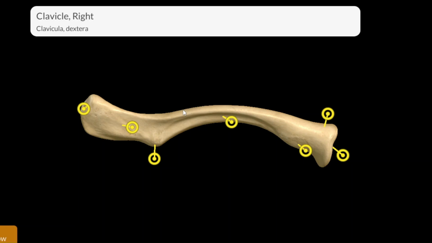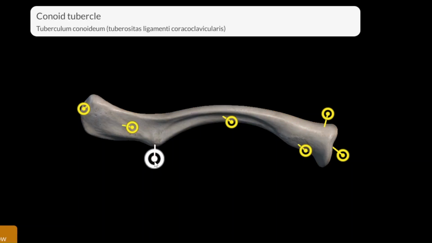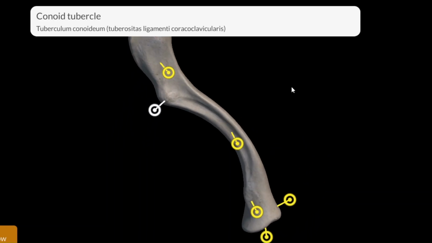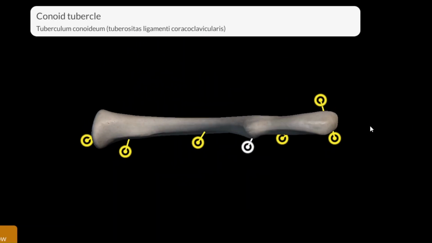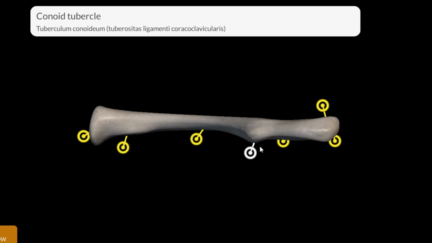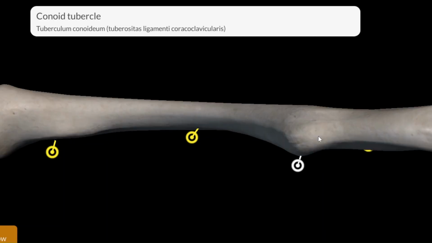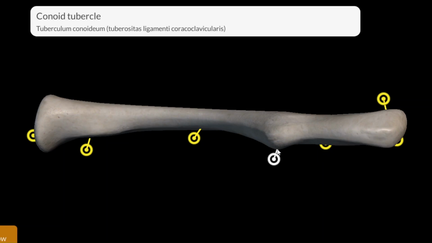After having a clear picture of what a clavicle bone is, we want to look at the different parts of the bone. Let's see the part properly. This is your part. We call it a conoid tubercle, and that is how it looks.